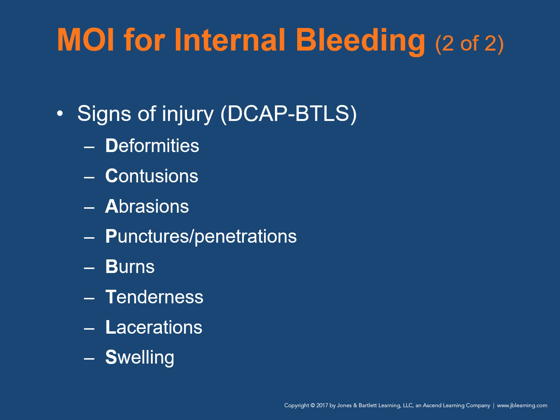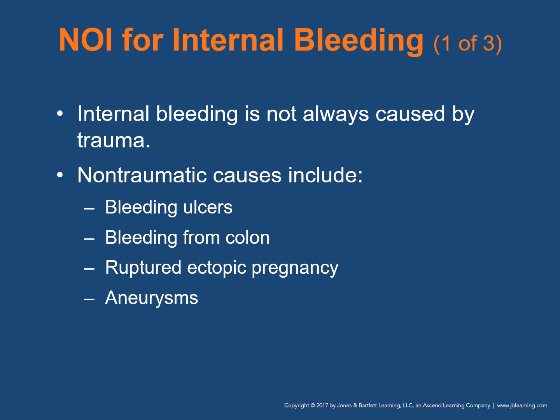Burns. Burns are less likely to cause internal bleeding, but might. If you have tenderness to an area, especially in the abdomen, that's where I'm going to be concerned that maybe there's some bleeding. Lacerations and swelling. And some of these may also cause external bleeding as well. But it's not always a traumatic injury that's going to cause internal bleeding. Someone who has a gastrointestinal bleed, bleeding from ulcers and colons, a ruptured ectopic pregnancy, and then an aneurysm. None of those are traumatic in nature, but they do cause internal bleeding.